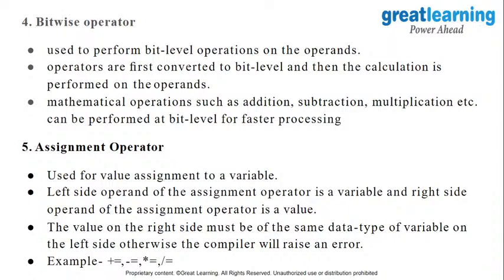Okay, so plus equal to, minus equal to, multiplication equal to, and division equal to, this is a short form to do the operations, right? If you want a equal to a plus b, then you can write a plus equal to b, so it is the same as a equal to a plus b. Okay.